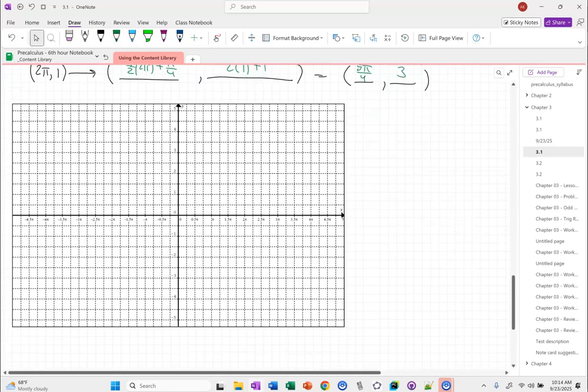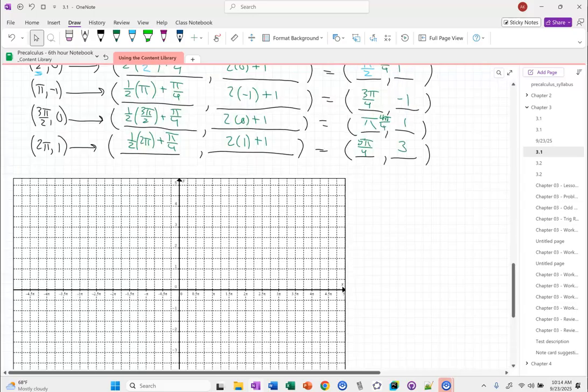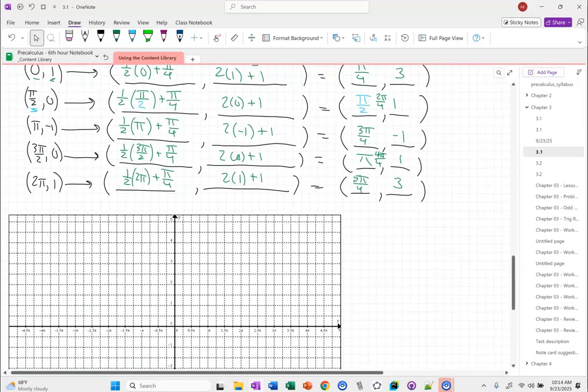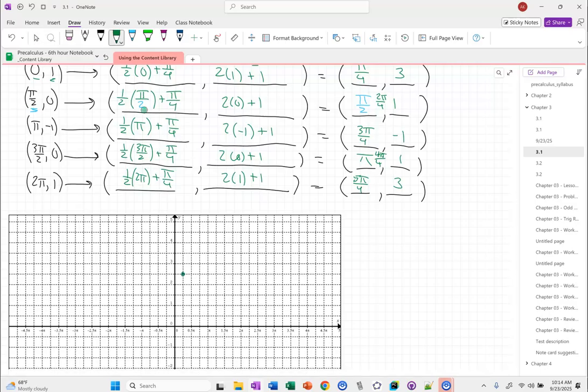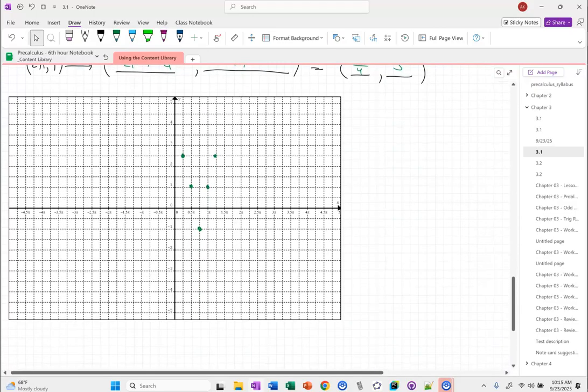Okay, let's do some plotting. So we have pi over 4 and then 3. Go ahead. And then 1/2 and 1. And then 3/4 and -1. And then pi and positive 1, and then 5 pi over 4 and 3. Is everybody okay with what we've drawn so far? I'm going to scroll this up now.